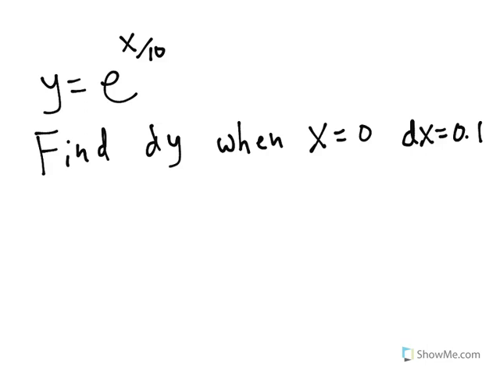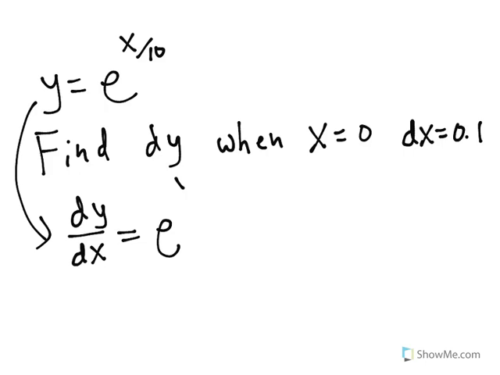Okay, did you pause? Great. Let's take the derivative of both sides here with respect to x. So we're finding dy/dx on the left side. And on the right side, when you take the derivative with respect to x, it should look like e to the x over 10. But then there's a chain rule here. e is its own derivative, so that's good. But then you've got to multiply by the derivative of what's inside, which is 1/10.